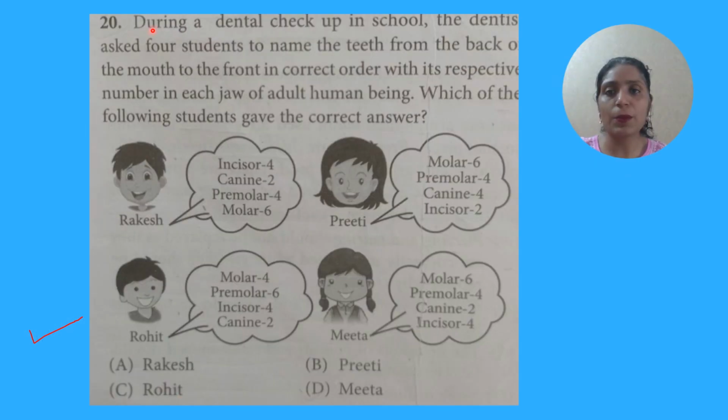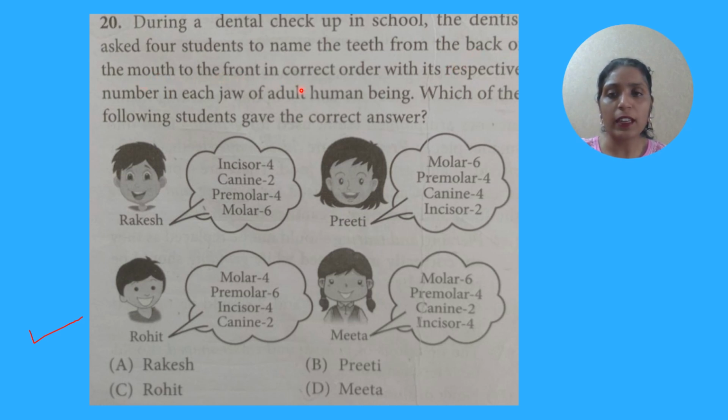The second question looks very interesting. They are discussing a scenario. During a dental checkup in a school, the dentist asked four students to name the teeth from the back of the mouth to the front in the correct order with the respective number in each jaw of an adult human being. Which of the following students gave the correct answer? So first of all, understand here they have asked it from back to front.